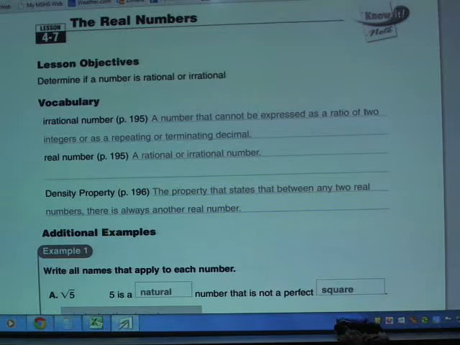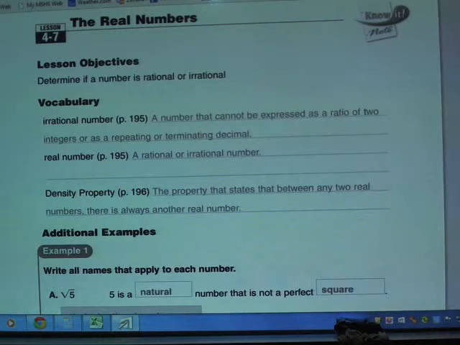Chapter 4, Section 7 in the 8th grade textbook is entitled Real Numbers. What we're talking about here are types of numbers. There's lots of different types of numbers you're already familiar with. For instance, when we talk about integers, we talk about numbers that are on the number line. We talk about the whole numbers, or the counting numbers, or the natural numbers, whatever you want to call it. That's our positive numbers from 1 on up.